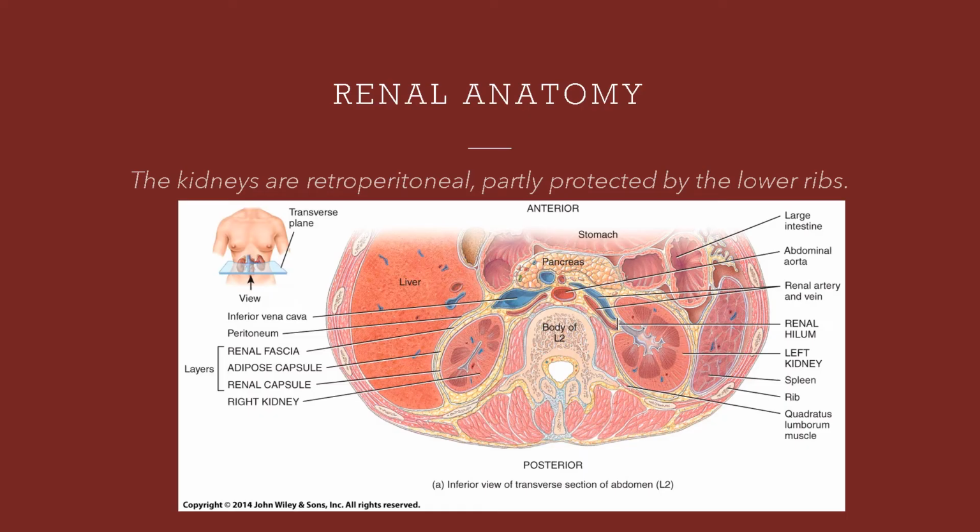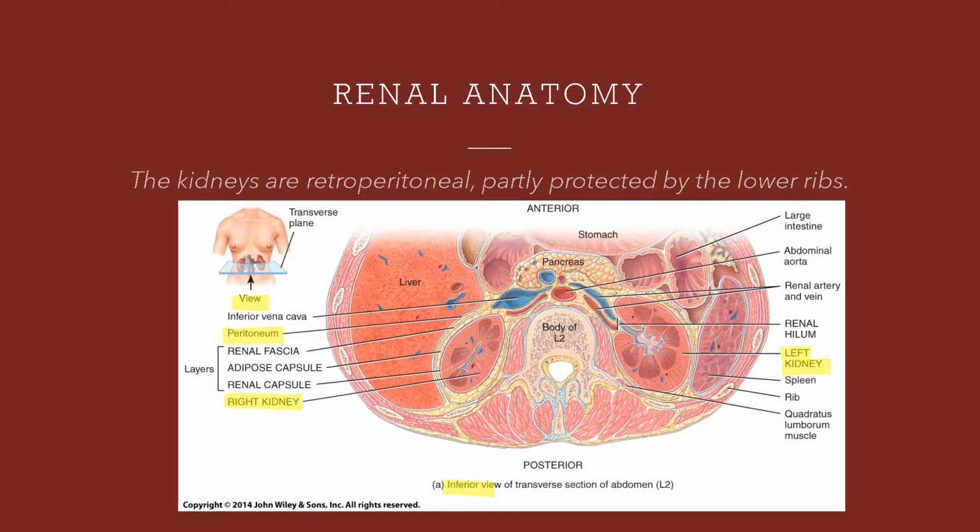Now this is an inferior view. So you can see we're kind of looking up into the body. We have the left kidney on the right side here and the right kidney here on the left side, just for our view. Now these paired kidneys are reddish, kidney bean shaped organs, and they're located just above the waist between the peritoneum and the posterior wall of the abdomen.